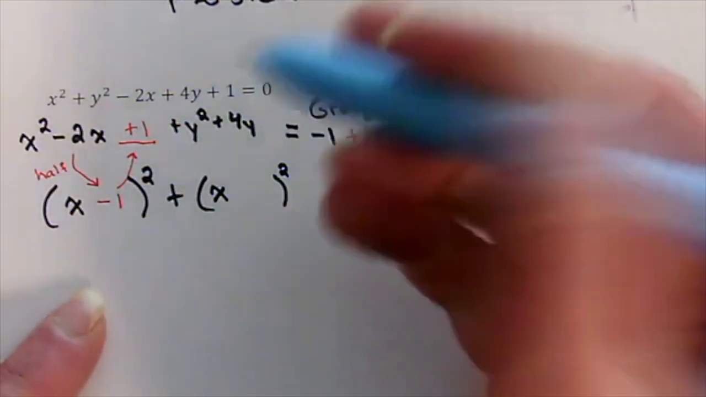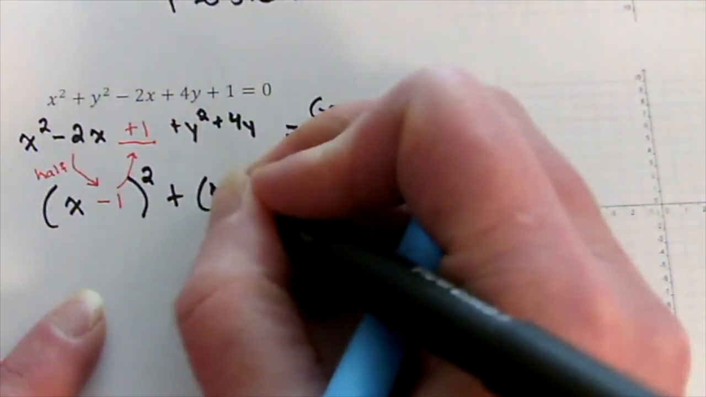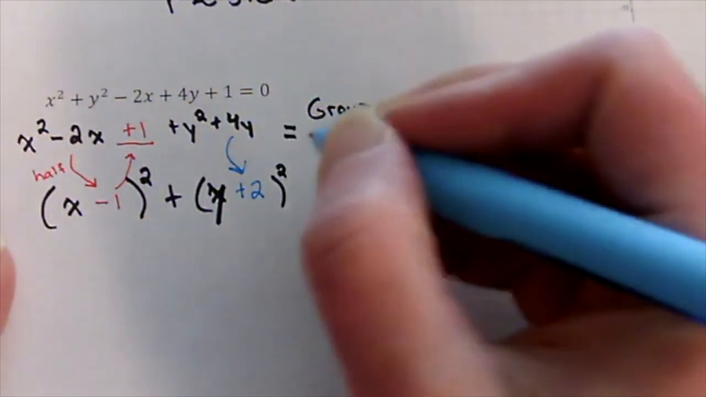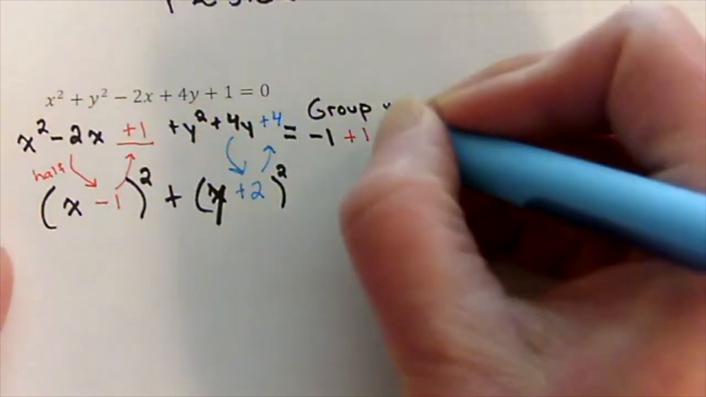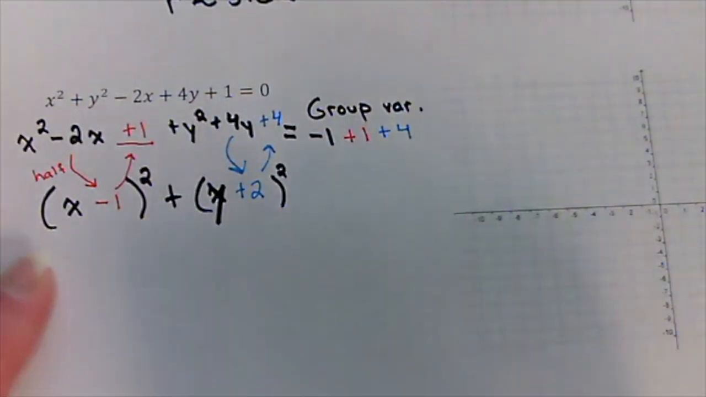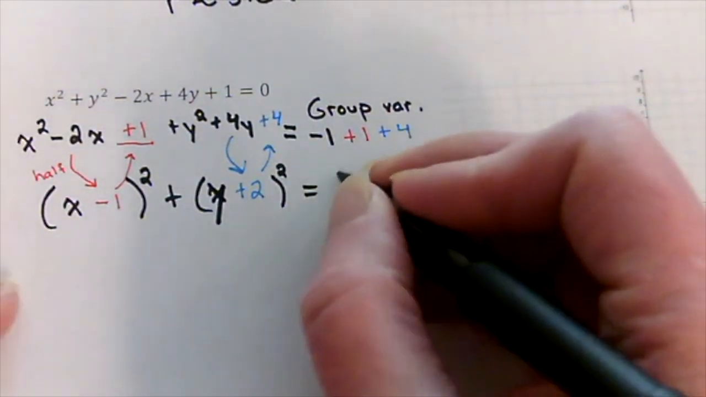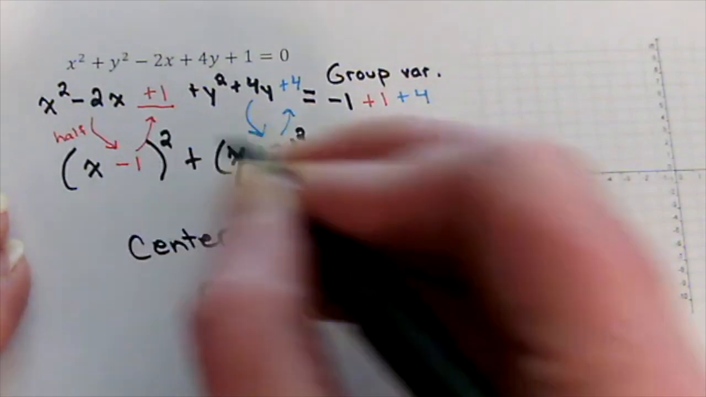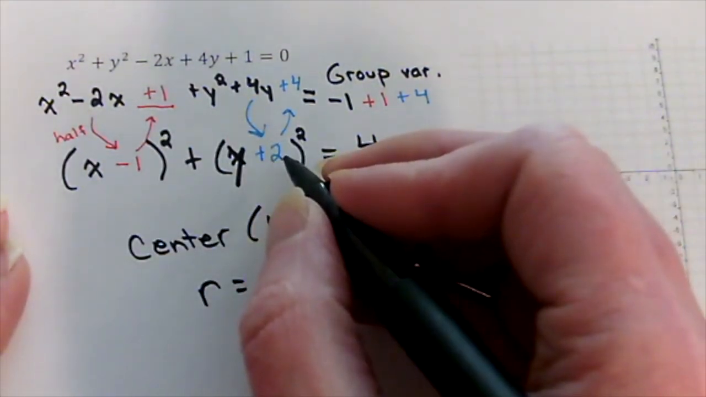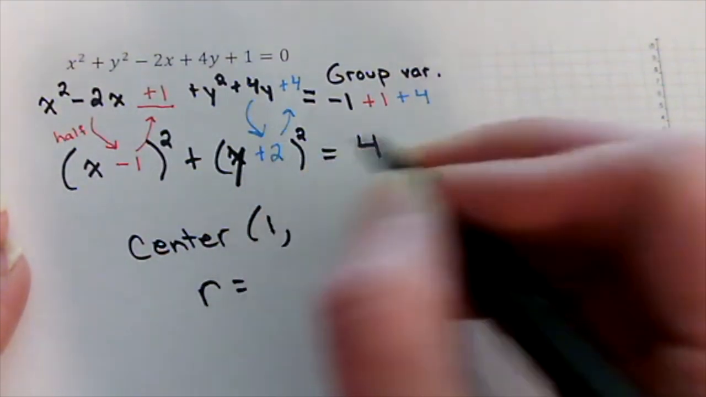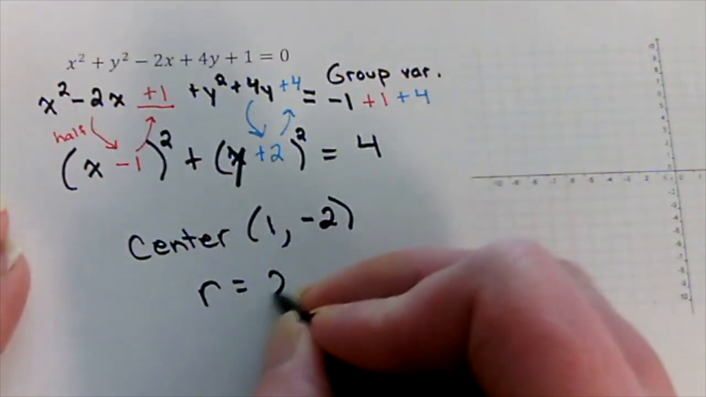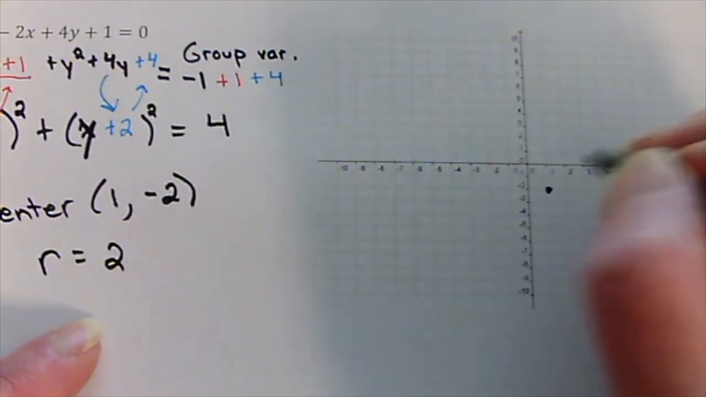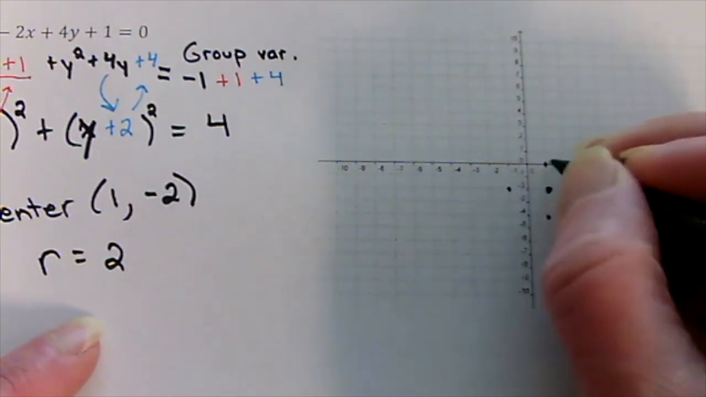Let's look at the next one. Half. Whoops, this should have been a y. Oh goodness. Half of 4 would be positive 2, and then squared would be a positive 4. So negative 1 plus 1 plus 4, that's going to be a 4. So let's think about what our center and our radius would be. x minus 1, so h is 1. But this is plus 2, so that meant it had to have been a negative 2, so minus a negative 2, so negative 2 here, and the radius would be 2. So the center is 1, negative 2, and then I'm going to go out 2, down 2, left 2, and draw my circle.